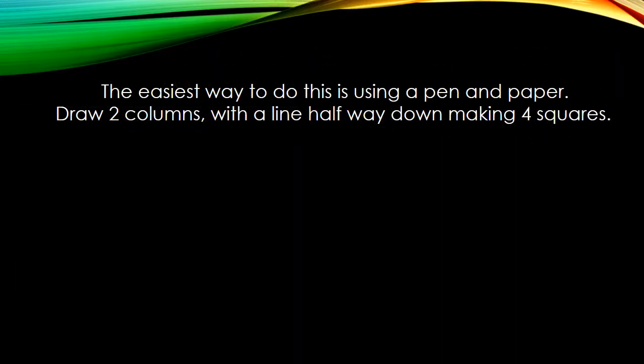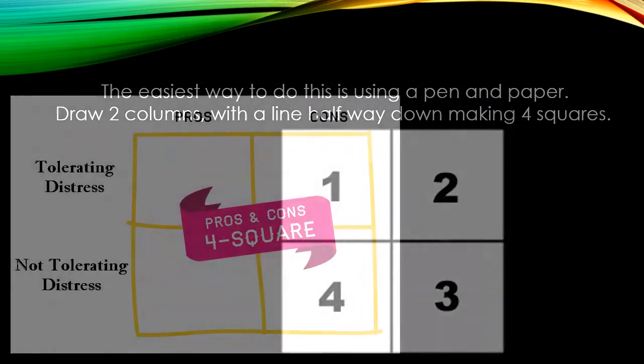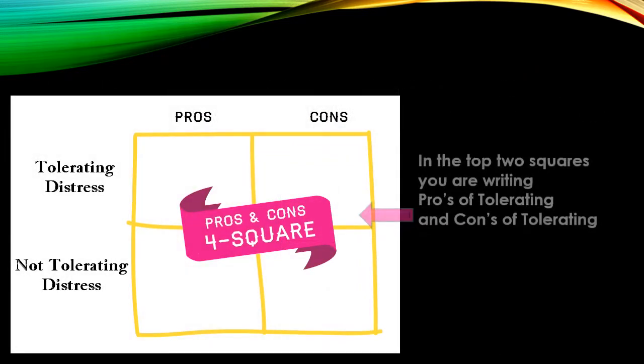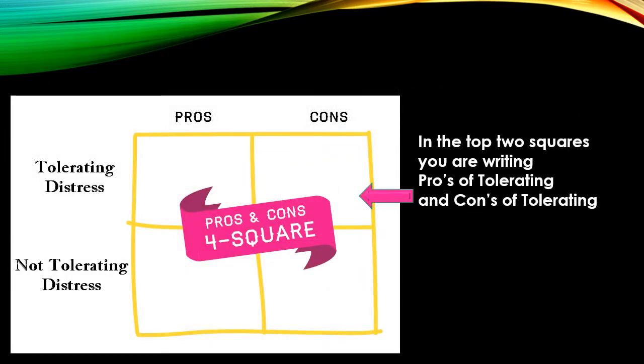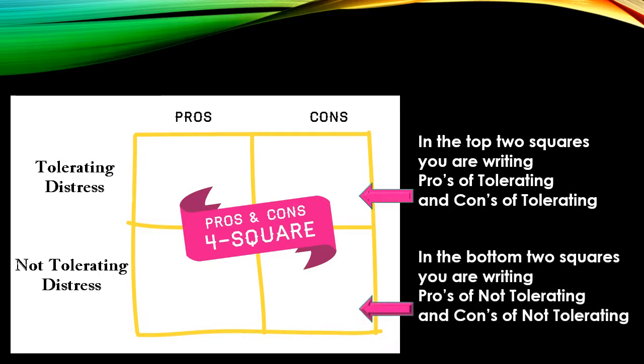The easiest way to do this is using a pen and paper. Draw 2 columns with a line halfway down making 4 squares. In the top 2 squares, you'll be writing pros of tolerating and cons of tolerating. In the bottom 2 squares, you'll be writing pros of not tolerating and cons of not tolerating.